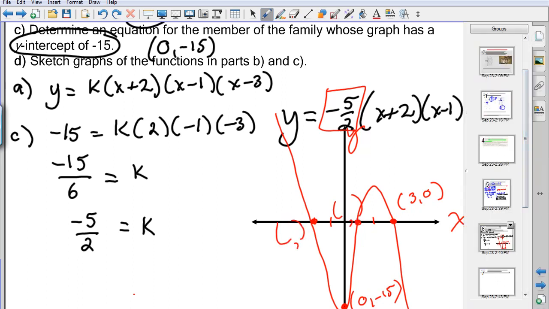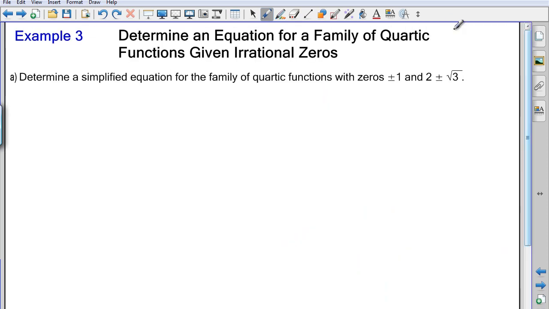A little bit more difficult question, but done exactly the same way as this one. This one does ask for simplified. It is a quartic, so there could be up to 4 x-intercepts, and the zeros are plus or minus 1, so there's 2 there, and then we have this, 2 plus or minus √3. So it looks a little bit more confusing, but it really is the same way that we've done most of the questions before. We are going to set up a factored form to start.